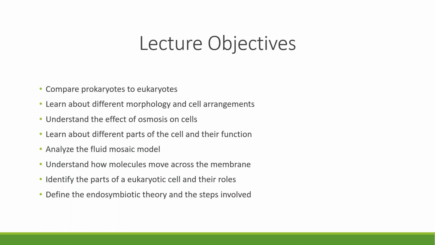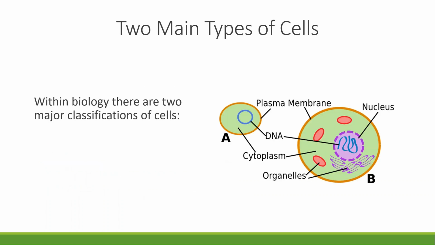understand the effect of osmosis on cells, learn about different parts of the cell and their function, analyze the fluid mosaic model, understand how molecules move across the membrane, identify the parts of a eukaryotic cell and their roles, and define the endosymbiotic theory and the steps involved.